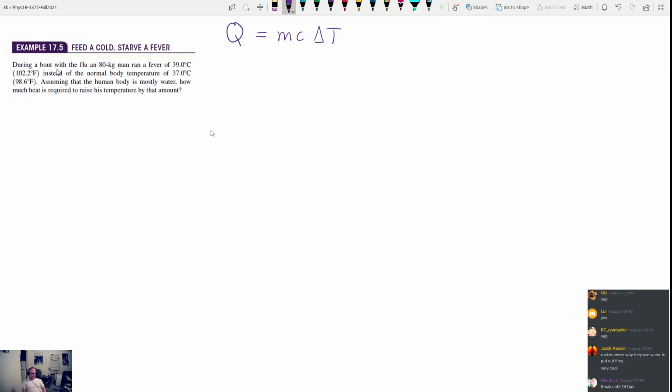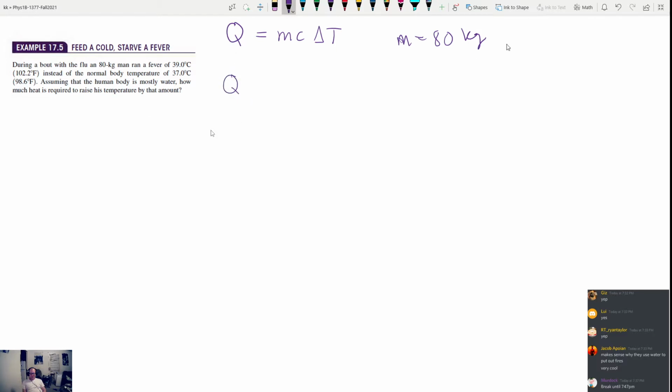Alright, so it says, during a bout with the flu, an 80 kilogram man, well that's a mass, ran a fever of 39 degrees Celsius instead of the normal body temperature of 37 degrees Celsius. If we assume that the human body is mostly water, how much heat is required to raise his temperature by that amount? Alright, so our goal is to solve for heat here, so this is a direct plug and chug kind of equation.